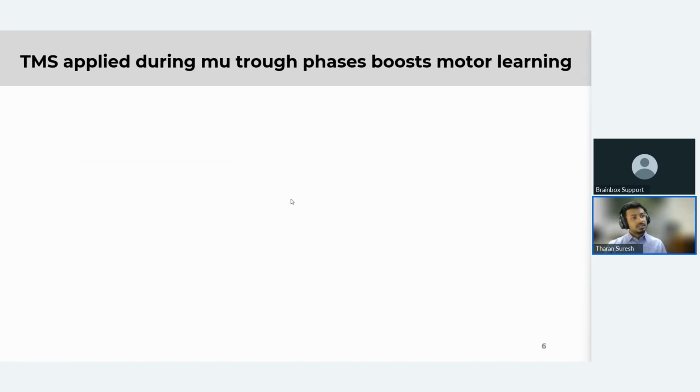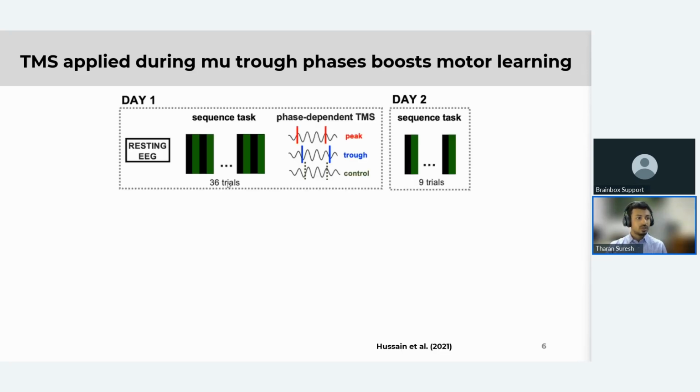Furthermore, TMS, when applied during mu rhythm trough phases, also boosts motor learning. And evidence for this comes from a 2021 study where participants practiced an explicit sequence task using their non-dominant hand, and after which they received mu phase dependent TMS that was targeted specifically to either peak or trough phases, and a control group also received sham stimulation. And on day 2, they were tested on the task for fewer trials.